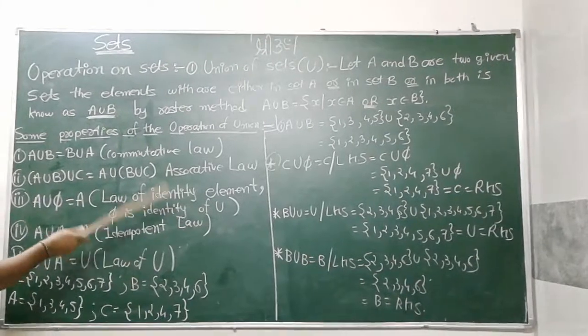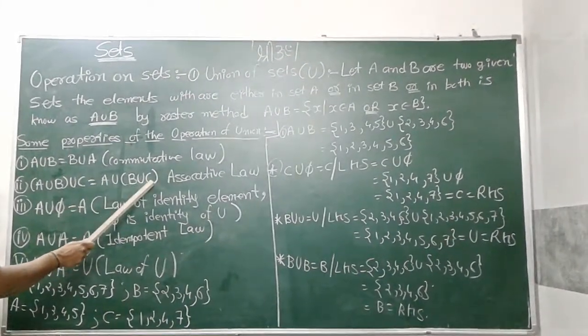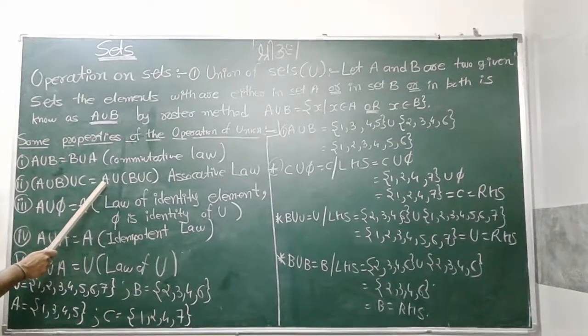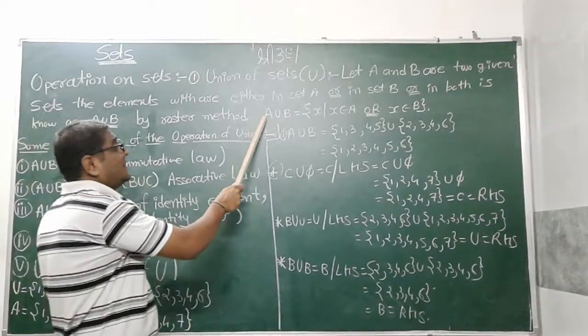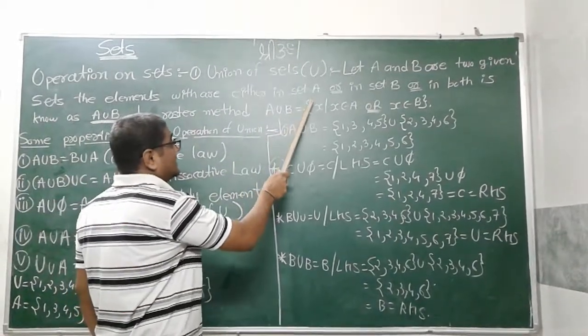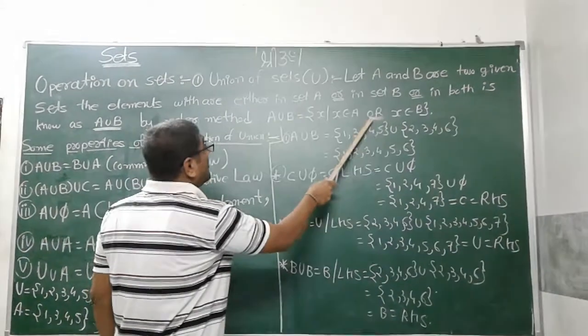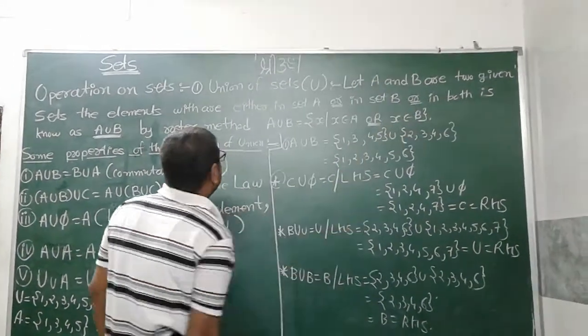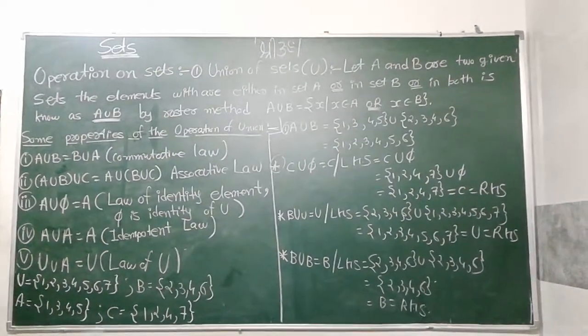If you take three sets, then according to the distributive property, first we have to complete the union of two sets and then do it with the third. By roster method, it is denoted by A union B = {x | x belongs to A or x belongs to B}. Now some properties which we study in algebra are the same here.